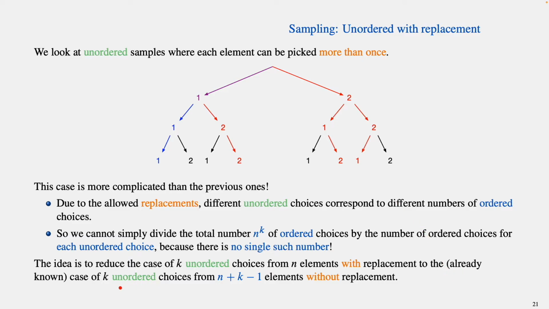And we want to reduce it to the case of k unordered choices without replacement, but from a set containing n plus k minus 1 elements. Now this may be a bit mysterious, but I will show you how we can reduce counting these options to counting the options here. And for this case, we already know the number from the previous theorem. Unordered choices without replacement, we already covered that. So if we can reduce this problem to one that we already know, then we have our solution.